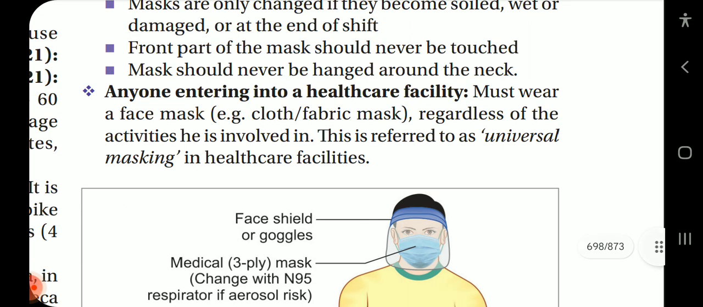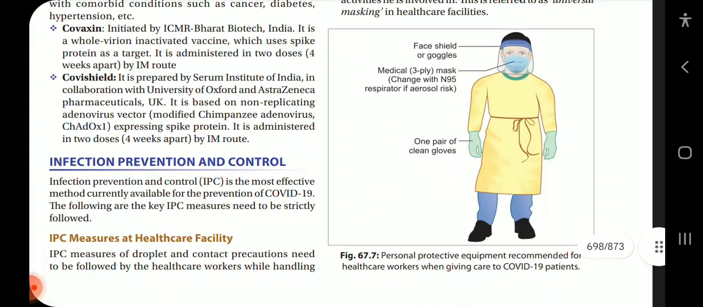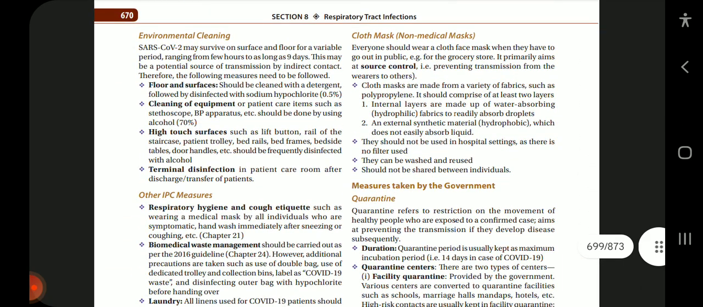Front part of the mask should never be touched. Mask should never be hanged around the neck. Anyone entering the healthcare facility must wear the face mask, cloth, fabric mask, regardless of the activities involved in. This is referred to as universal masking in healthcare facilities. So in the PPE kit, there is face shield or goggles, medical 3-ply mask changed with N95 respirator if there is aerosol risk, and one pair of gloves with gown, and boots are also recommended.